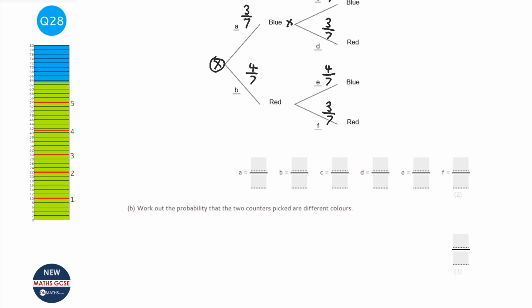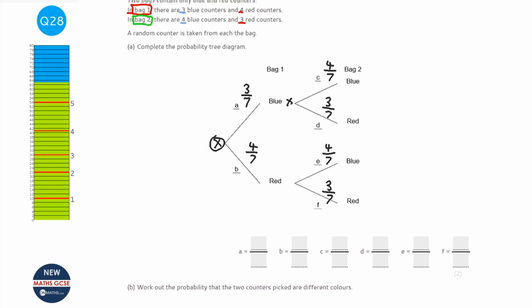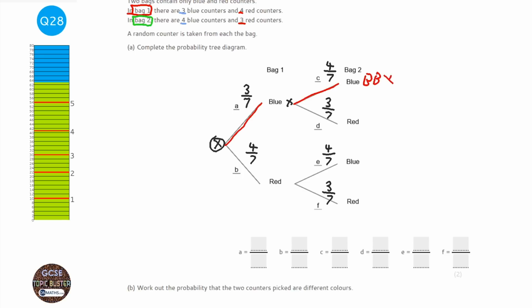It says work out the probability that 2 counters picked are of different colours. So let's follow the paths down. If I pick this one, so a blue and then a blue, I've ended up with a blue and a blue. Well, they're not different colours. So let's try another line. So if I pick a blue and then a red, well, that's a blue and then a red. So we want that one.